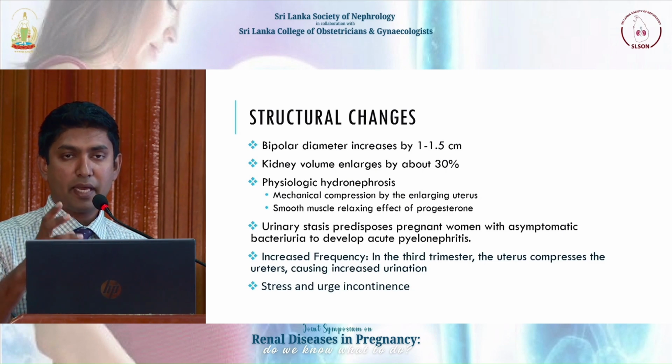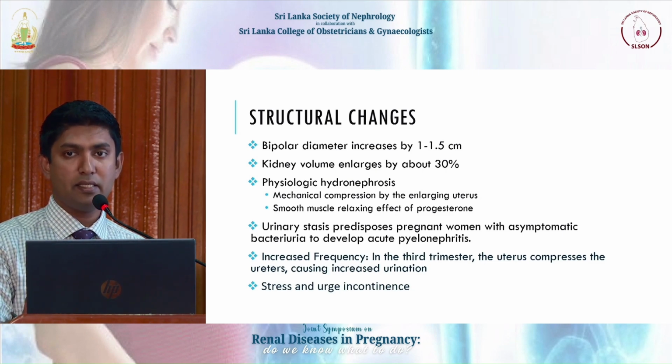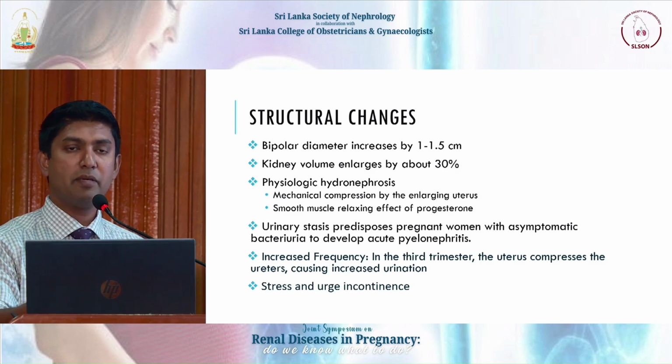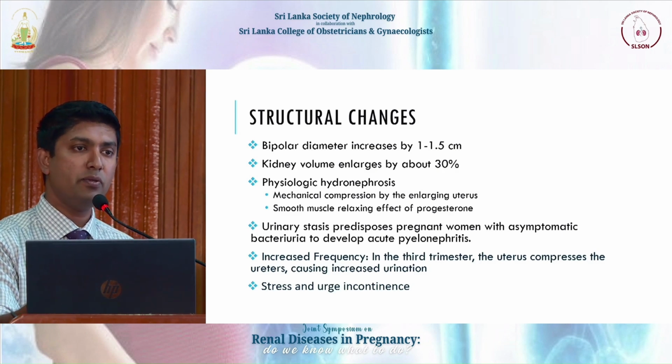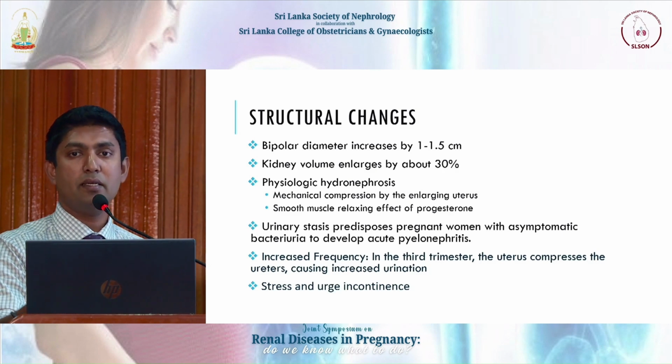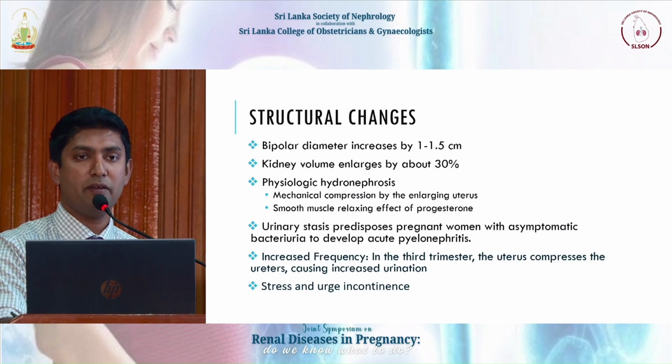So there can be urine stasis, especially some postcoital volume, and asymptomatic bacteriuria sometimes can lead to symptomatic cystitis as well as pyelonephritis if it is untreated. That's why we treat asymptomatic bacteria in pregnancy. And also increase in urine frequency is a common complaint that we hear.